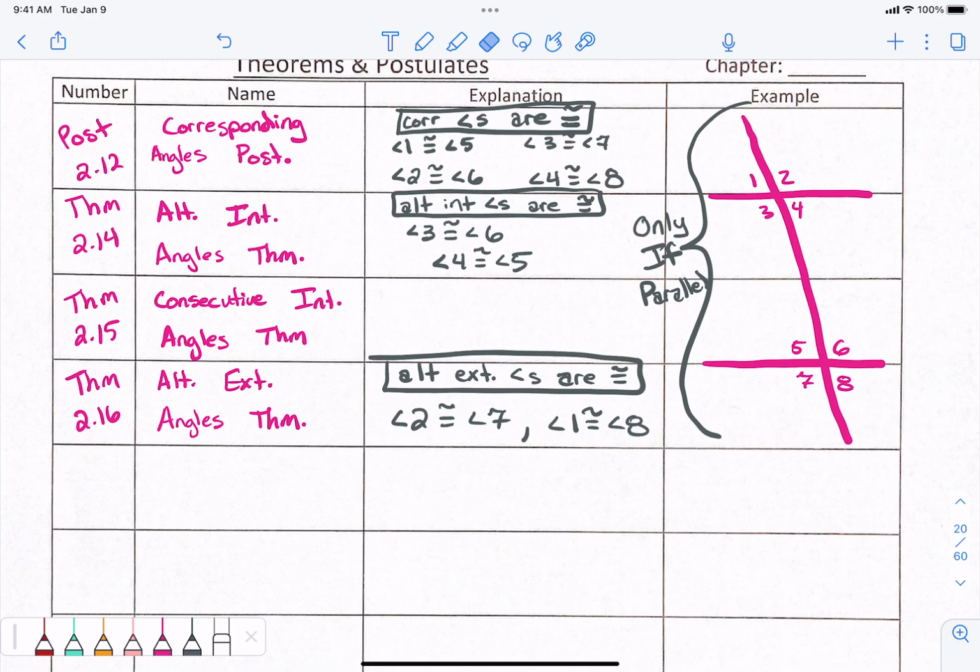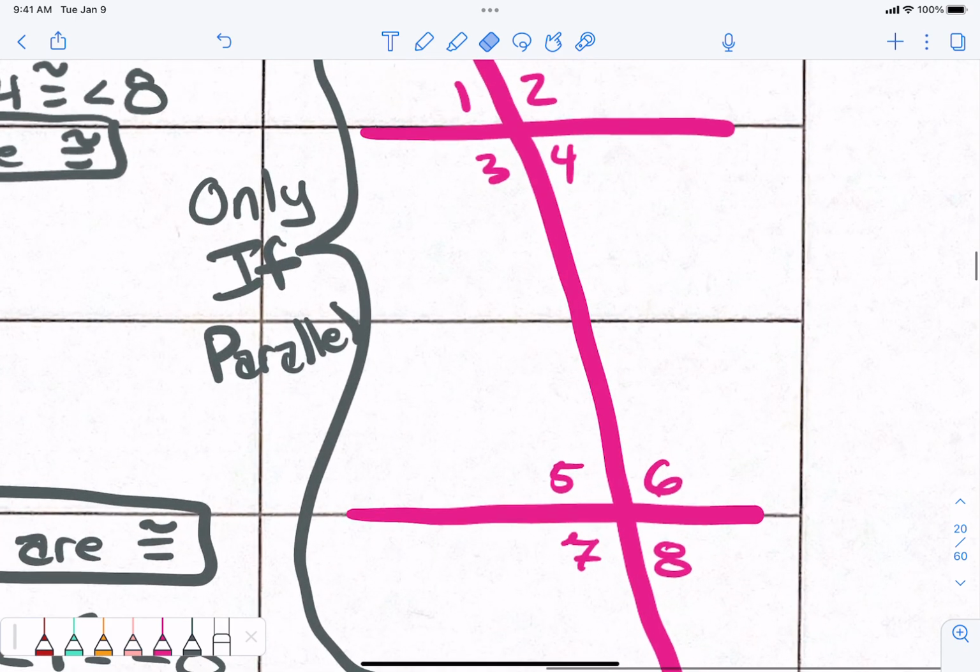Oh my gosh, 4 and 8 is for the consecutive interior. No. 4 and 8? 4 and 6. 4 and 6 are consecutive interior. Okay? So 4 and 6 are consecutive interior. Let's compare those two. What's true about 4 versus 6? They add up to be 180. They are not the same value, right?